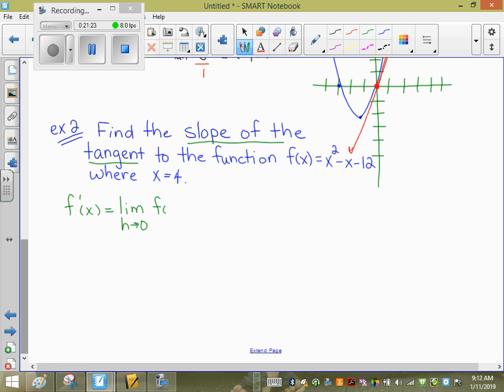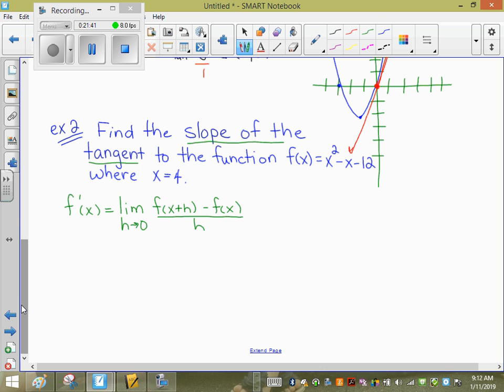So we're going to do f prime of x equals the limit as h approaches 0 of f of x plus h minus f of x all over h. That's the actual formula for it, which you fill in.